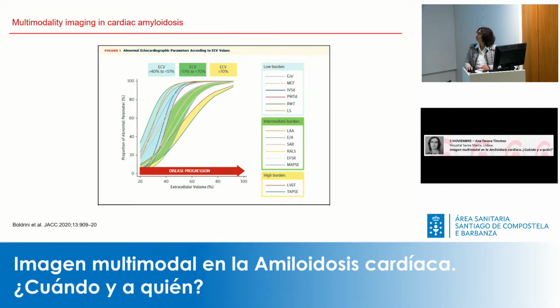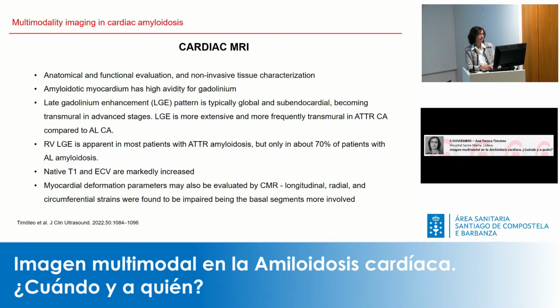And as you can see, when we have a severe progression of the disease, with high burden of amyloid deposition, that's when we have a compromise of left ventricular ejection fraction and TAPSE, but with strain we can detect it at low or intermediate burden of amyloid deposition, so they can detect amyloidosis earlier. Moving on to cardiac MRI, as you know, it's the gold standard to evaluate anatomy and function.